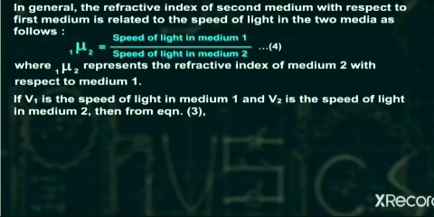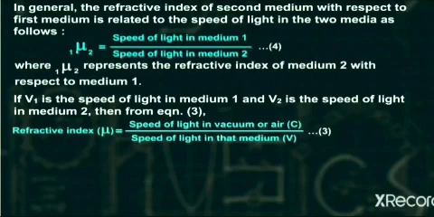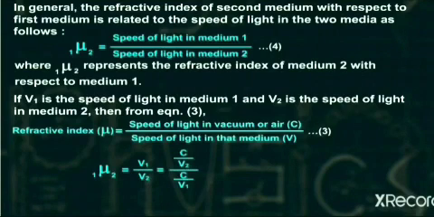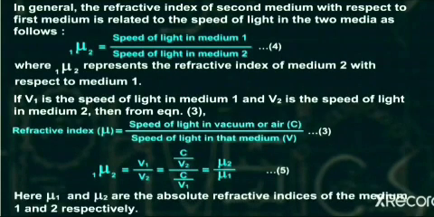If V1 is the speed of light in medium 1 and V2 is the speed of light in medium 2, then from equation 3, mu21 is equal to V1 upon V2, which equals c upon V2 upon c upon V1, which equals mu2 upon mu1. Let this be equation 5. Here, mu1 and mu2 are the absolute refractive indices of medium 1 and 2 respectively.